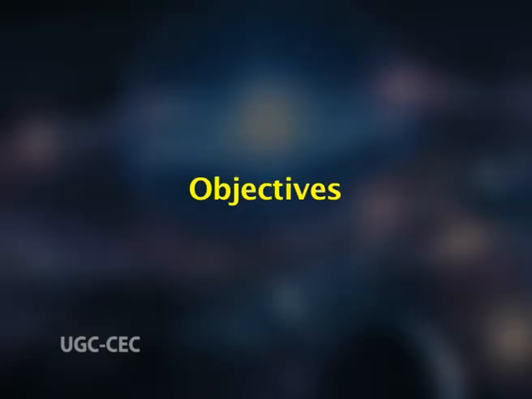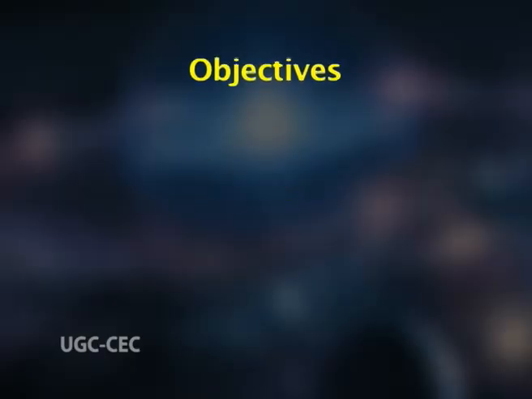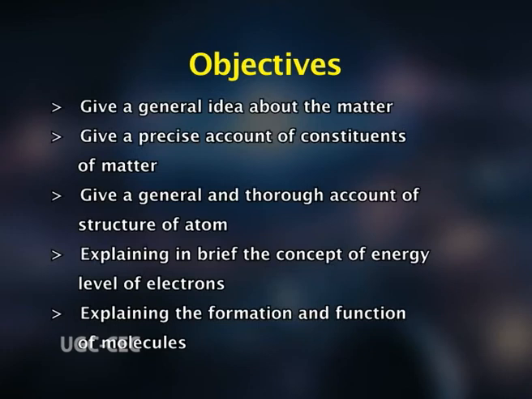The objectives of our today's lecture are: number 1, to give a general idea about the matter; number 2, to give a precise account of constituents of matter; number 3, to give a general and thorough account of structure of atom; number 4, explaining in brief the concept of energy level of electrons; and number 5, explaining the formation and functions of molecules. Now, let's start with the matter.